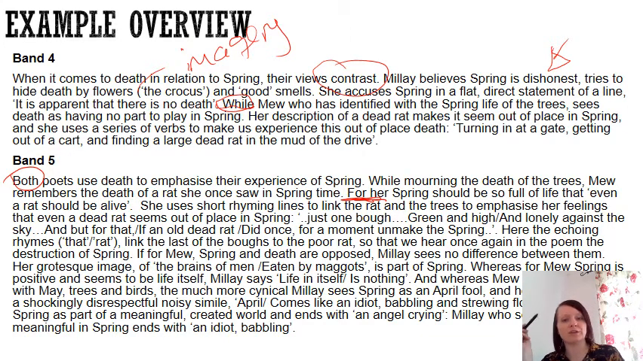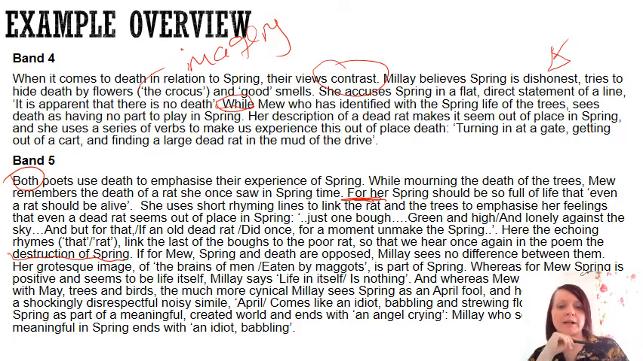So here the candidate uses some detailed textual selection there, okay, but then goes on to develop that. So here the echoing rhymes, that rat, link the last of the boughs to the poor rat, so that we hear once again in the poem the destruction of spring. So that's a really clever image, okay, so almost as though there's a sense of destruction linked to spring.